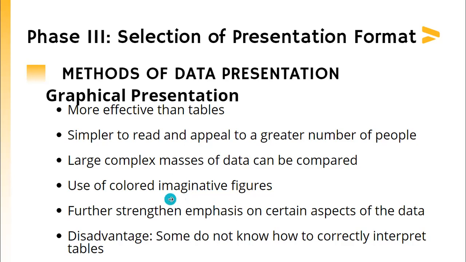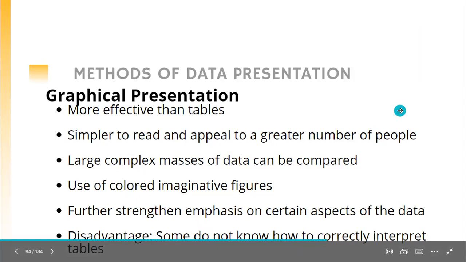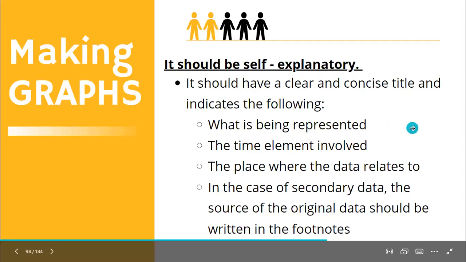And you may actually tailor this graphical presentation of data in a way wherein it will be appealing to the audience, no? You can add colors, you can add figures, and so on. However, some, not all, actually know how to interpret this type of data. Okay? So let's start by discussing how to make a graph. So the graph should be clear and concise, the title, and it should indicate the following. What is being represented, the place where the data relates to, and in the case of secondary data, the source of the original data should be written in the footnotes.